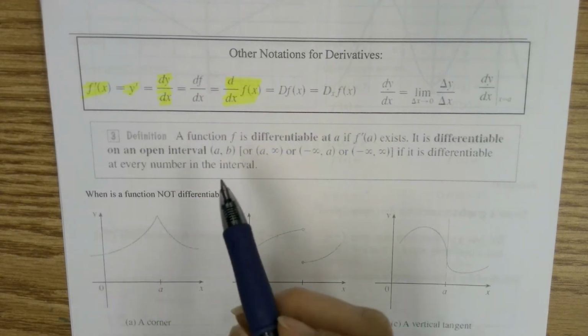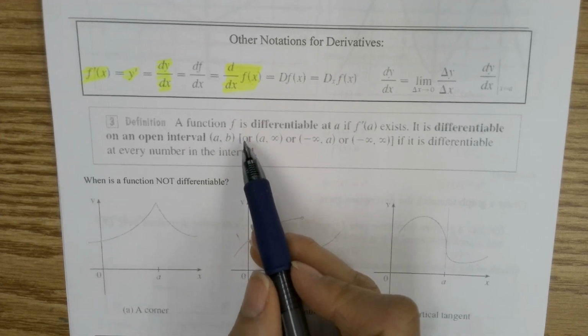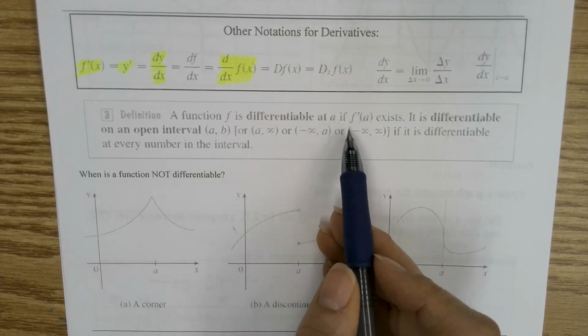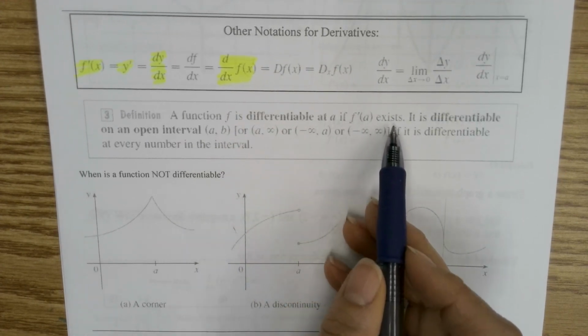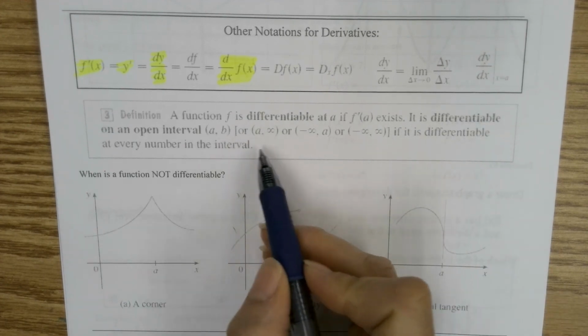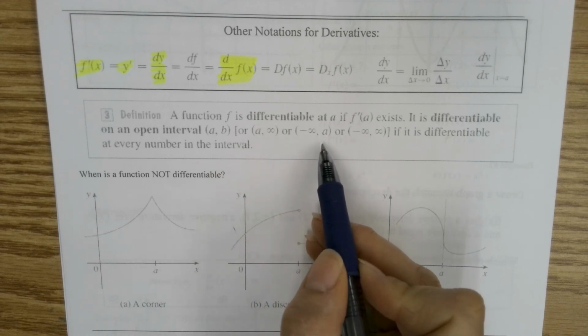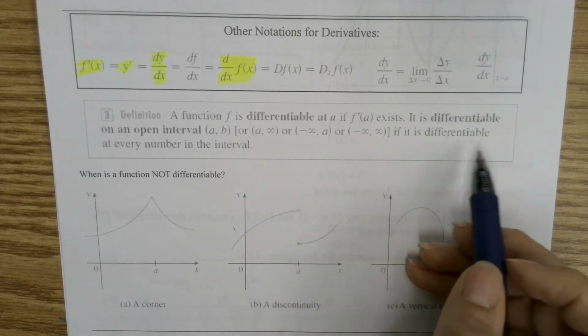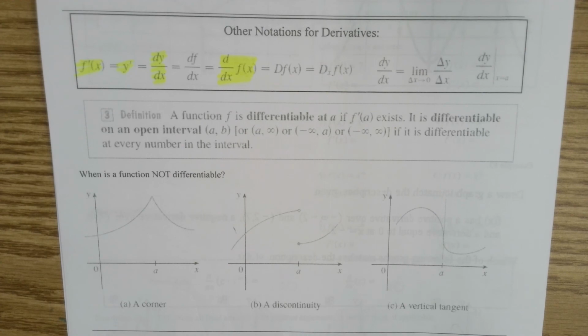So in definition number 3, it says a function f is differentiable at a if f prime of a exists. It is differentiable on an open interval from a to b, or from a to infinity, or -infinity to a, or -infinity to infinity, if it is differentiable at every number in the interval.